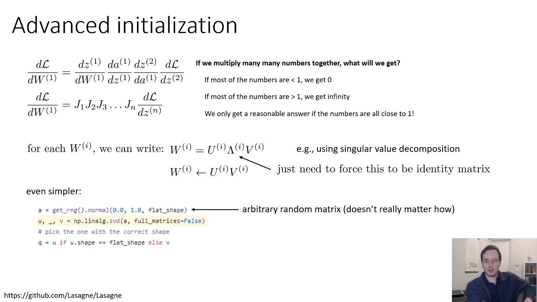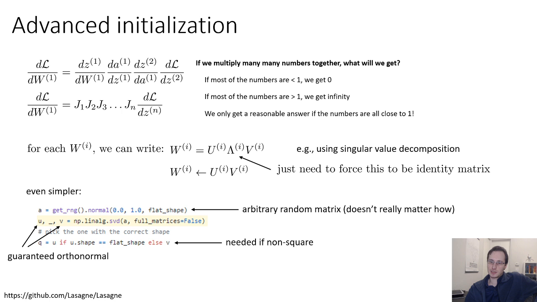Then it runs SVD, singular value decomposition. And singular value decomposition returns 3 matrices, u, lambda, and v, where u and v are guaranteed to be orthonormal and lambda is diagonal. And here lambda is not even used because we're just going to throw it in the garbage. And then what they do on the last line is instead of actually multiplying u and v back together, they just select one of the two, specifically the one with the right shape.